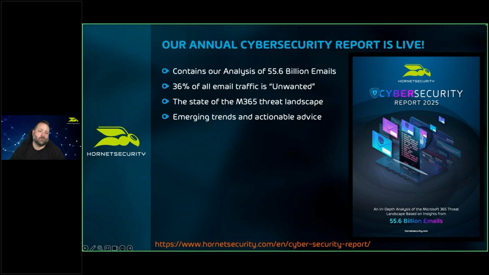It accounted for 55.6 billion emails. So very large sample set. And this data allows us to really get a handle on the state of the security ecosystem. So one of the key things that came up was that we found 36% of all email traffic is, quote unquote, unwanted, right? Unwanted being either malicious, spam, gray mail, like unwanted newsletters, things like that.